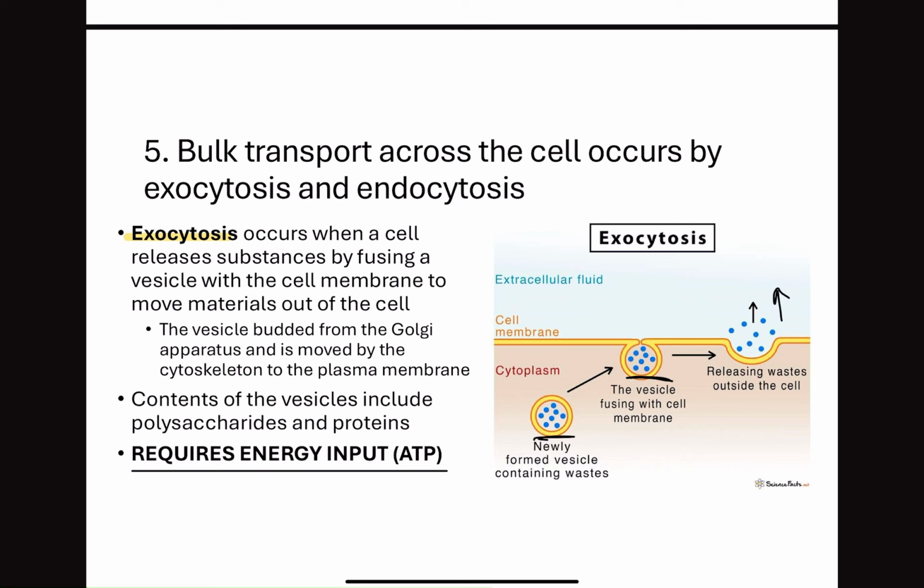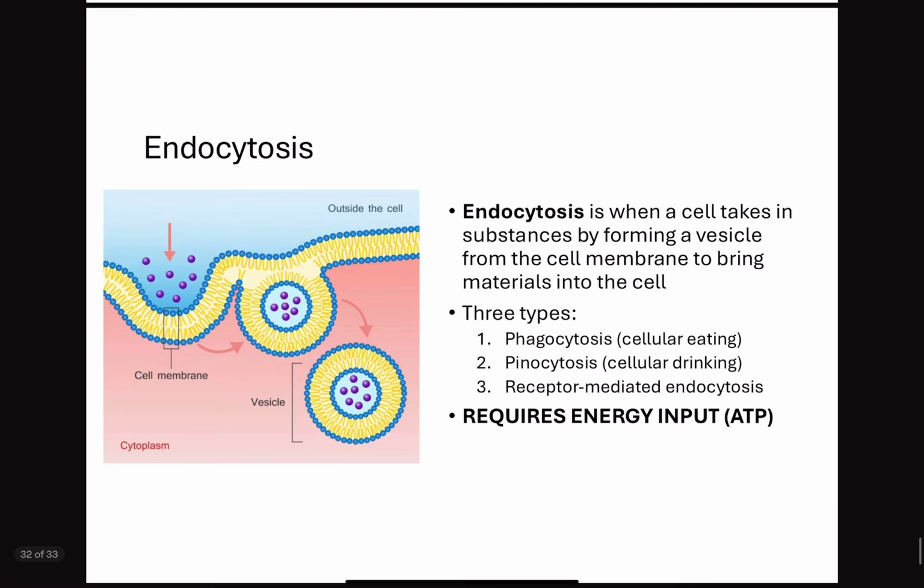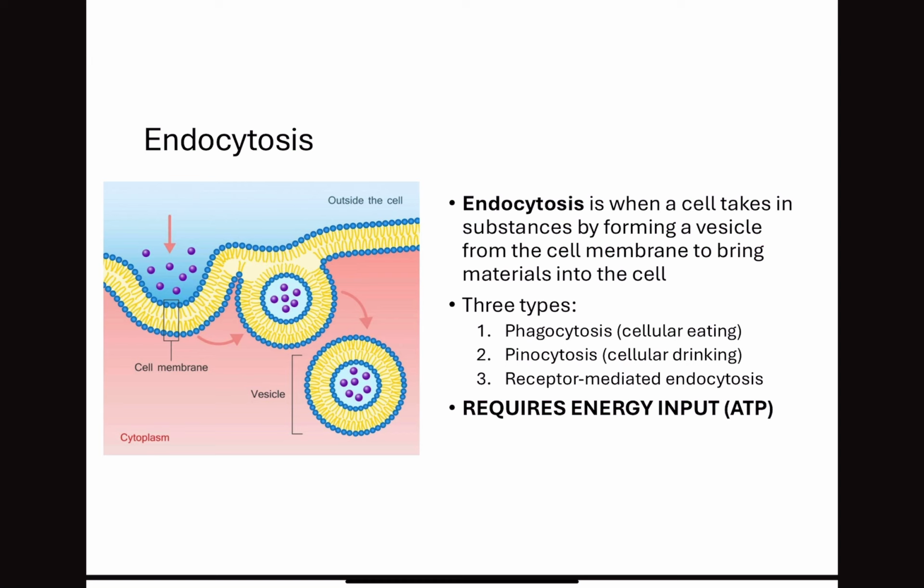And we see a lot of secretory cells use exocytosis to export their products, like our pancreatic cells that are going to secrete insulin into the blood by exocytosis. So exocytosis, basically, occurs when a cell releases substances by fusing a vesicle with the cell membrane to move materials out of the cell. And endocytosis, on the other hand, is the reversal of exocytosis, but it uses different proteins.